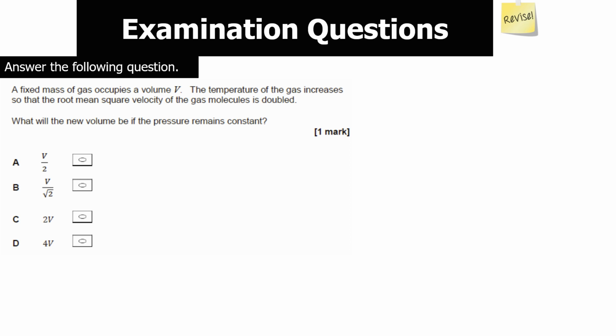Now, a fixed mass of gas occupies a volume V. The temperature of the gas increases so that the root mean square velocity of the gas molecules is doubled. What will the new volume be if the pressure remains constant? So pause the video now, then unpause the video when you want to go through your answer.